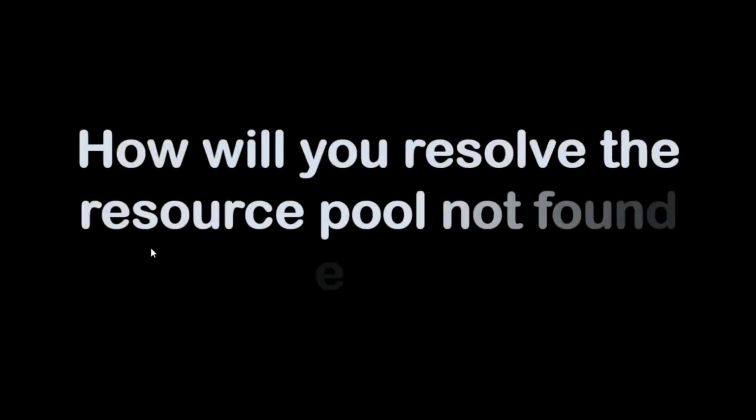Next question: how will you resolve the resource pool not found error? For this, honestly, the question itself is not clear to me, to be honest. I have faced it when it was related to Redis. I noticed that this exception came because the Redis server was not running. So maybe that is related to the same thing, but I'm not sure about the complete question here.